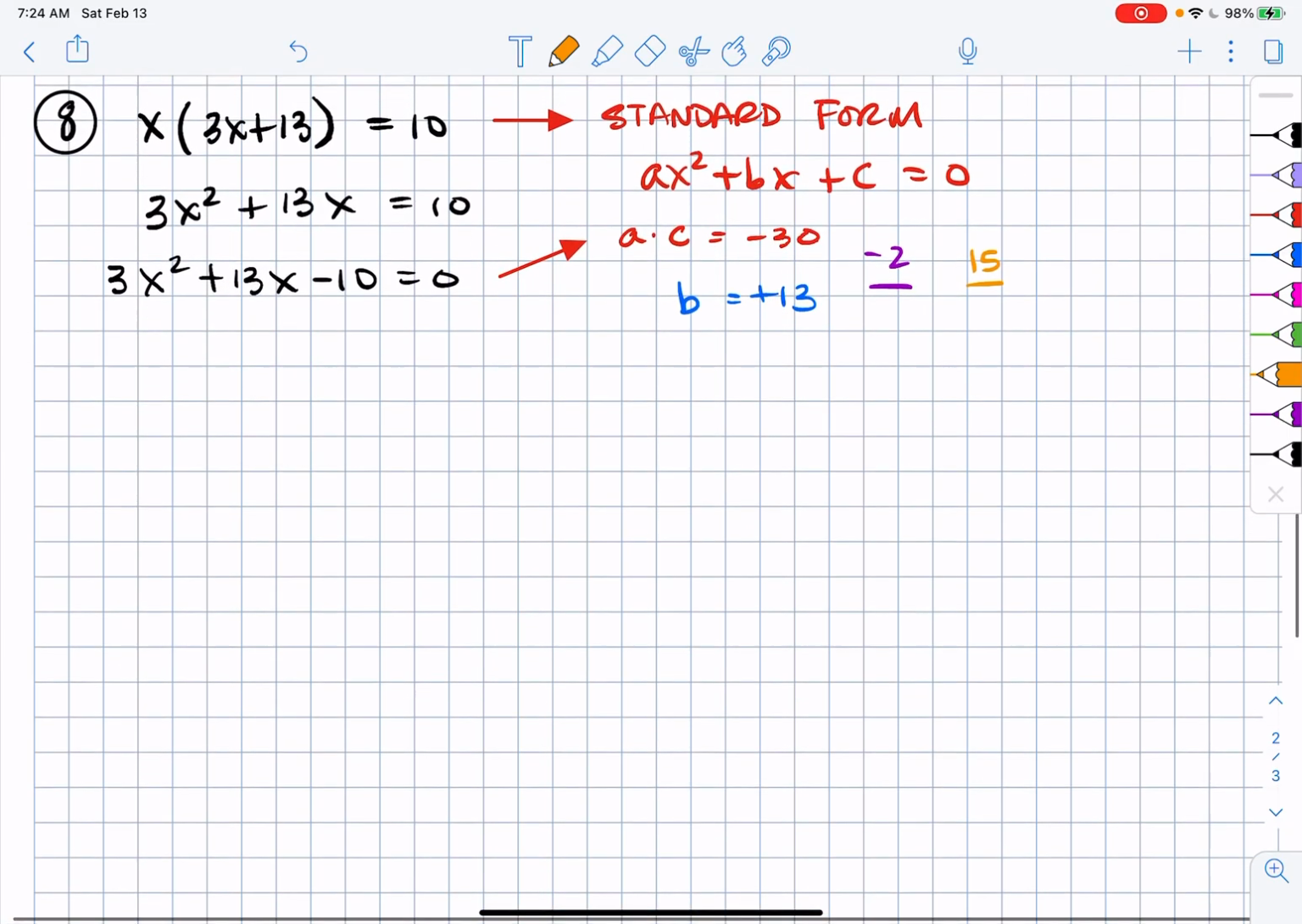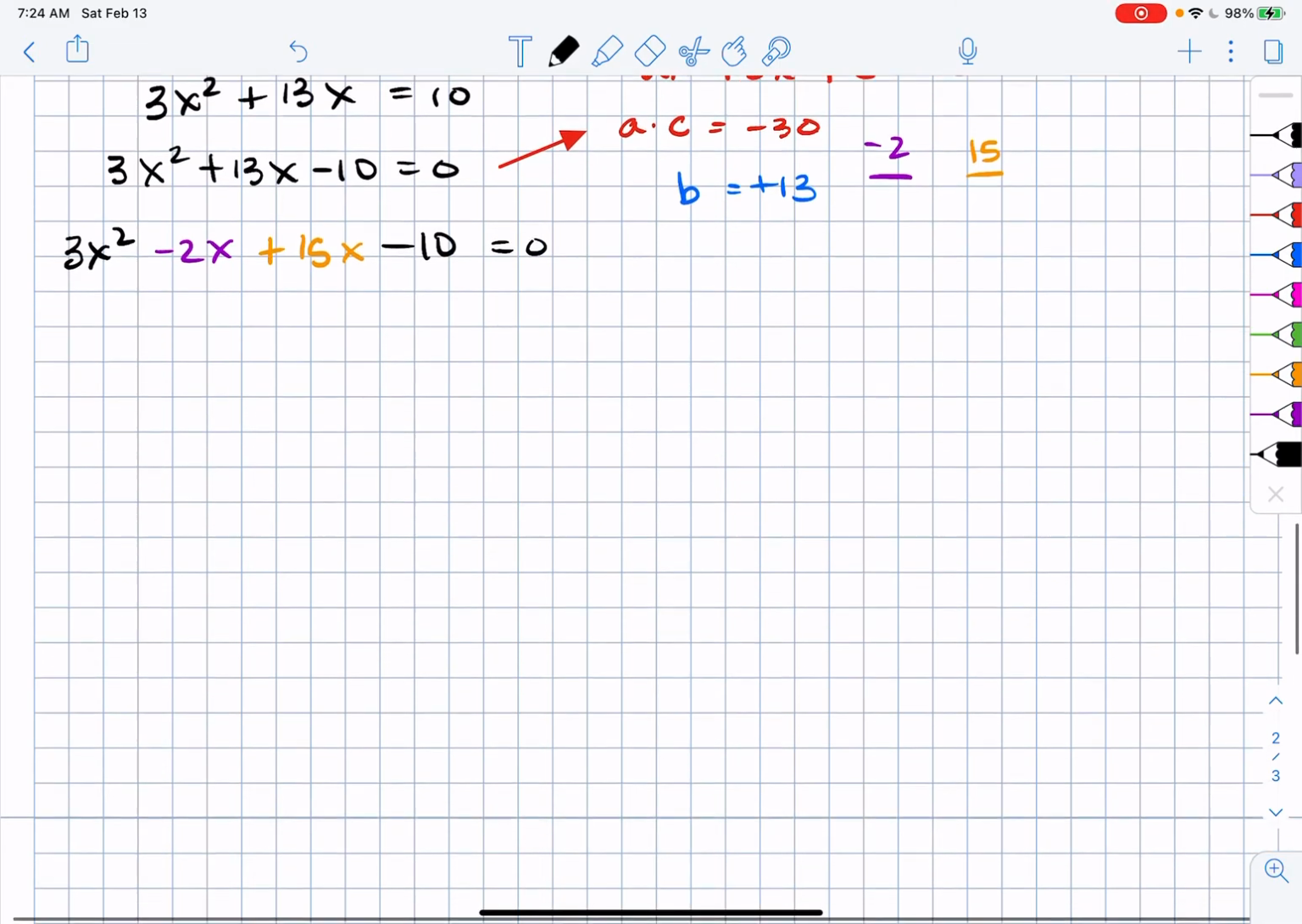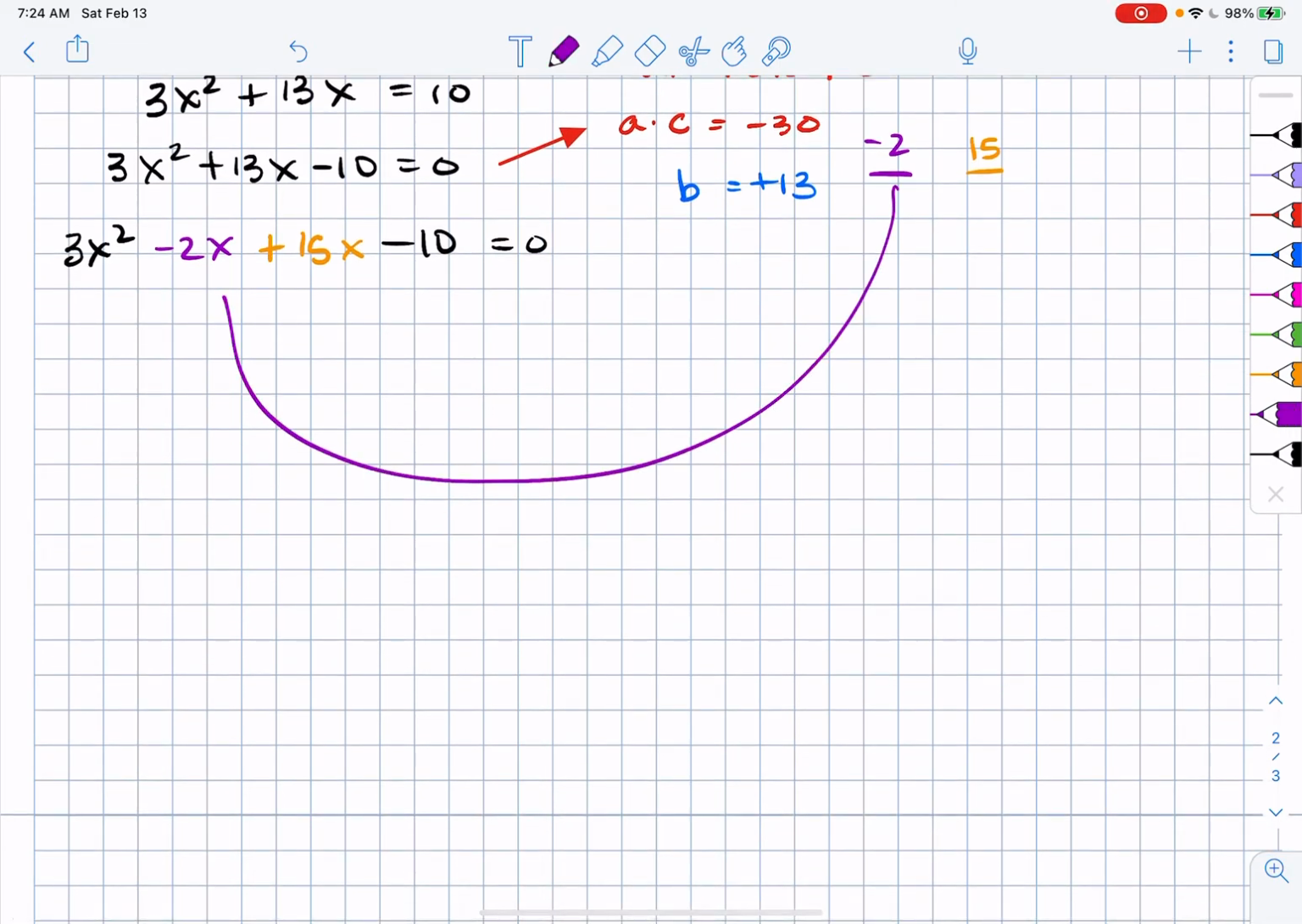Okay? So now we're going to come over here and split the middle term. So I got 3x squared minus 2x plus 15x minus 10 equal to 0. If you notice, that negative 2 came here, and that 15 came right there. So that's what we're using to split this term in the middle here. All right, so, split it down the middle.